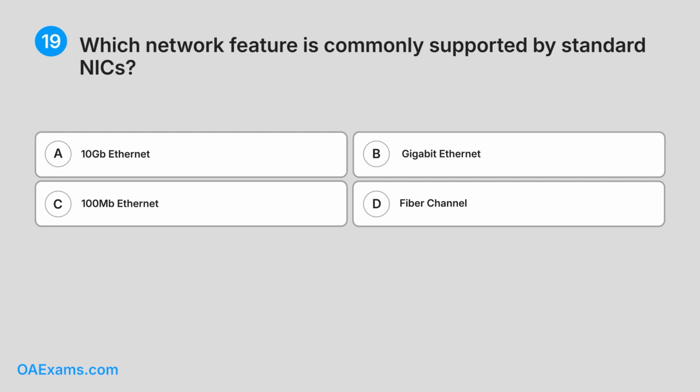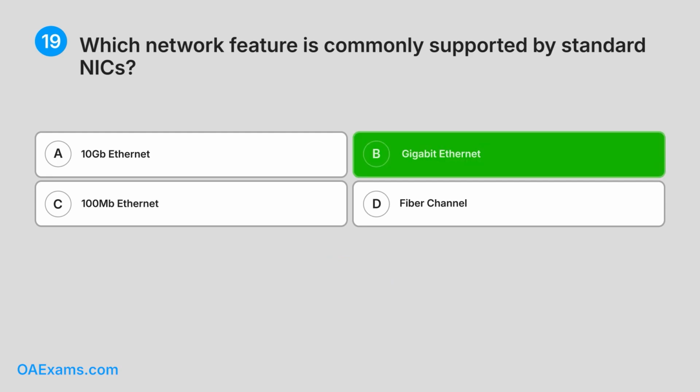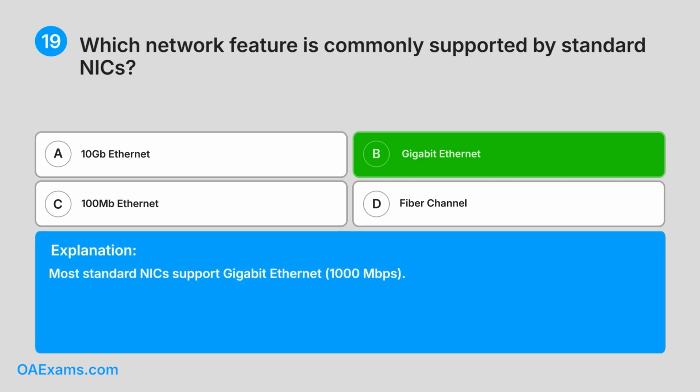Correct answer. B. Gigabit Ethernet. Explanation. Most standard NICs support Gigabit Ethernet, 1000 megabits per second.